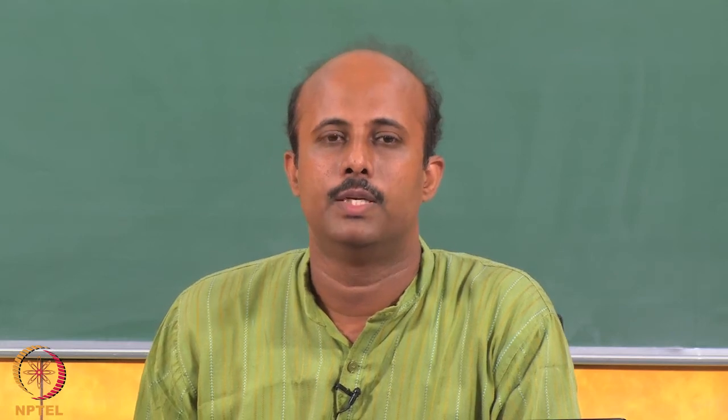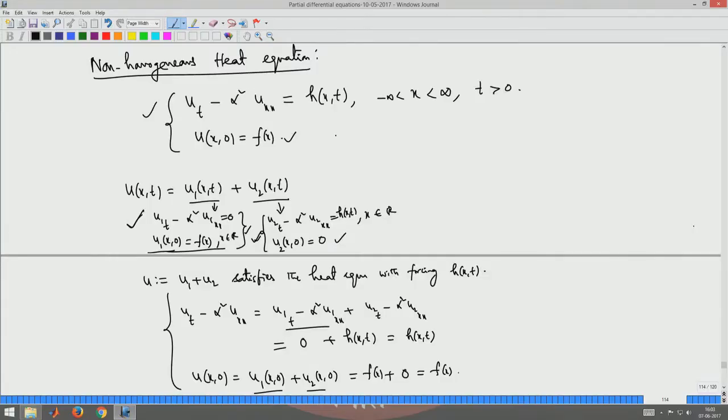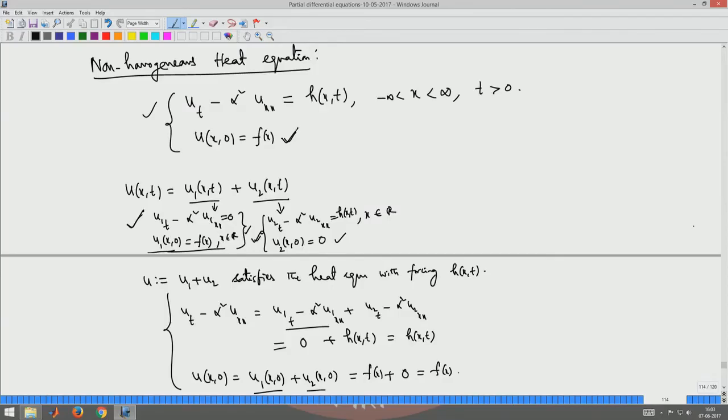Then we looked at the non-homogeneous heat equation. So, that is what we have here. This is the non-homogeneous heat equation, and this we can solve by splitting into two problems. One is the homogeneous problem with this initial data, whatever is given for the non-homogeneous problem, and the other problem is U2, that satisfies the non-homogeneous equation with 0 initial data. The domain is the full domain, x belongs to full R.